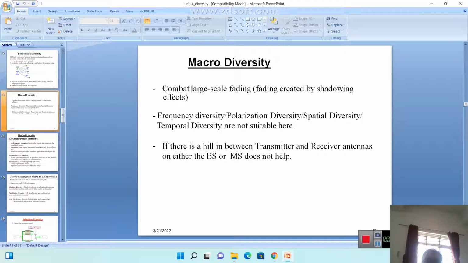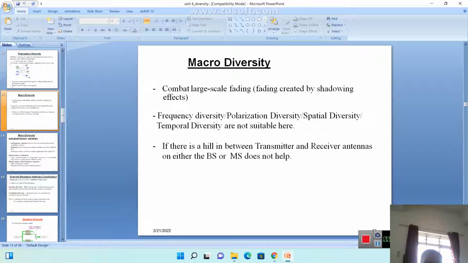Then diversity is segregated into two types: the micro diversity as well as the macro diversity. Macro diversity combats large scale fading created by shadowing effect. The frequency diversity, polarization diversity, spatial diversity, and temporal diversity are not suitable here because they are all micro diversity. Now we are going to discuss macro diversity. That is the main reason they are not suitable.